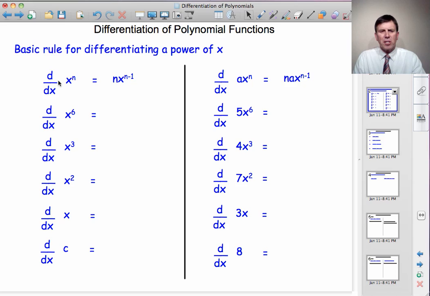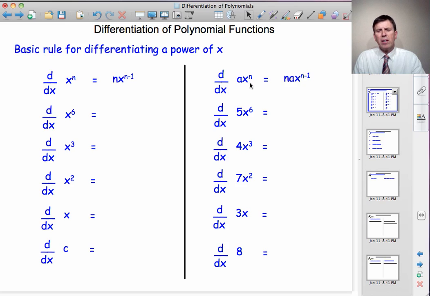One form of notation is d by dx. That means differentiate with respect to x. And if we differentiate x to the power n, the n comes to the front and the power drops by 1. So we get n x to the power n minus 1.